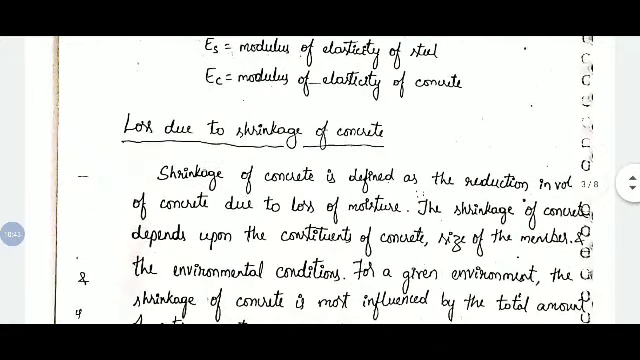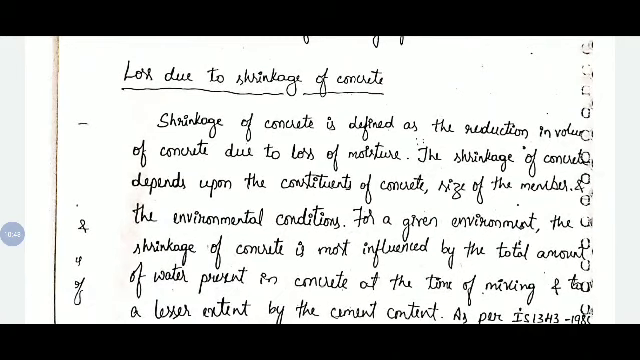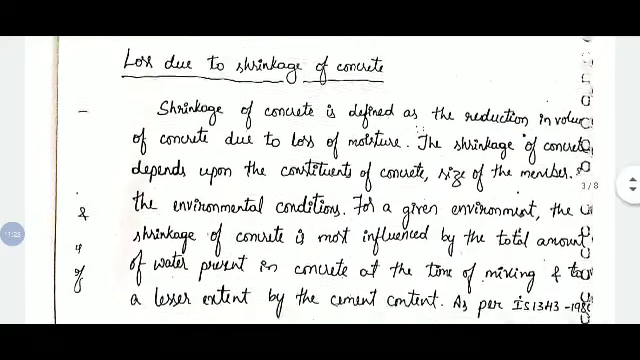Next one is loss due to shrinkage of concrete. Shrinkage is defined as reduction in the volume of concrete due to loss of moisture. This you have learnt in concrete. As the size of the concrete decreases, the stress in the steel reduces. The reason may be environmental effects, or it may be due to the ingredients of the concrete we have used, but it is a reduction in the volume of the concrete.